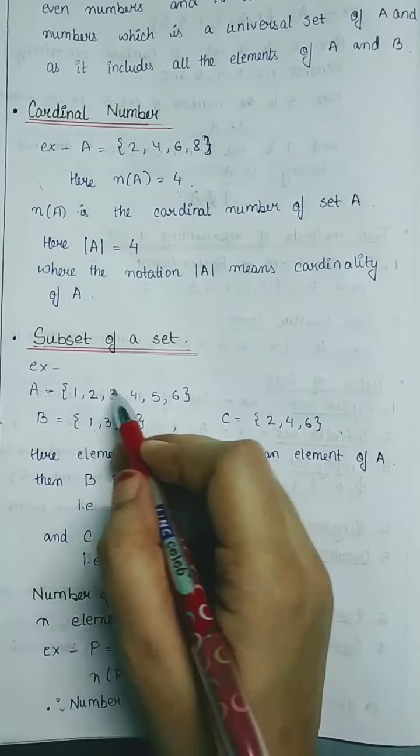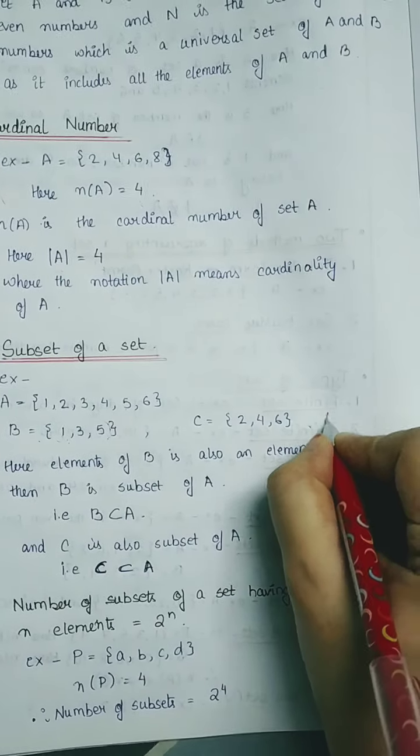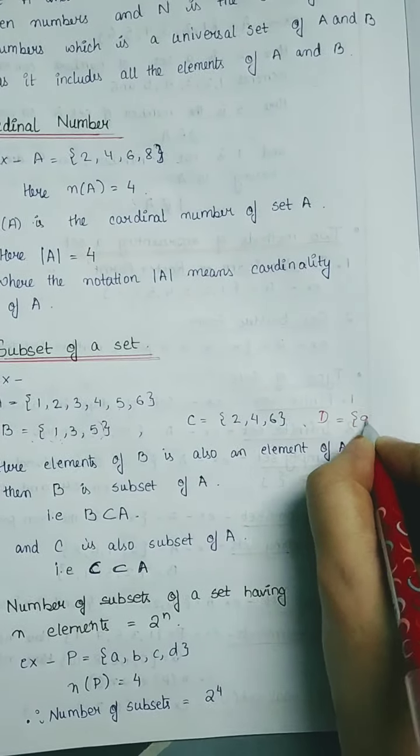Okay, so how do we denote it? Like this, we make a C-like figure. So this is a subset. B is a subset of A. C is also a subset of A. If I write another set D = {9}, is it a subset of A? No. So how do we denote it? We write it as D is not a subset of A.